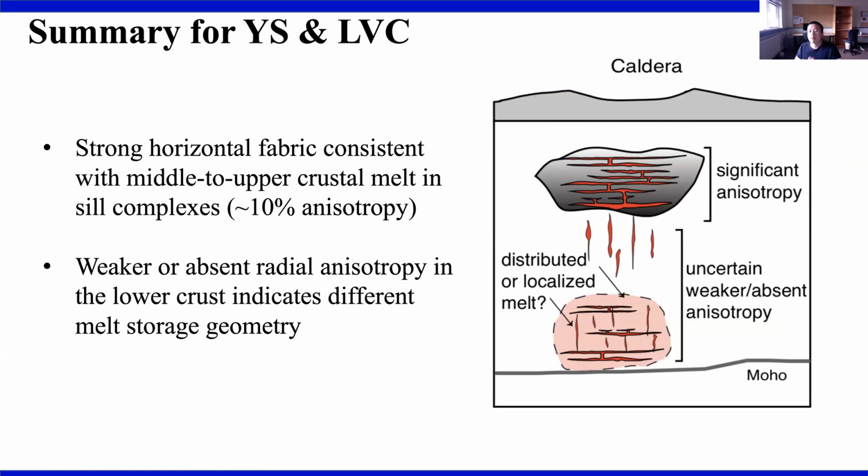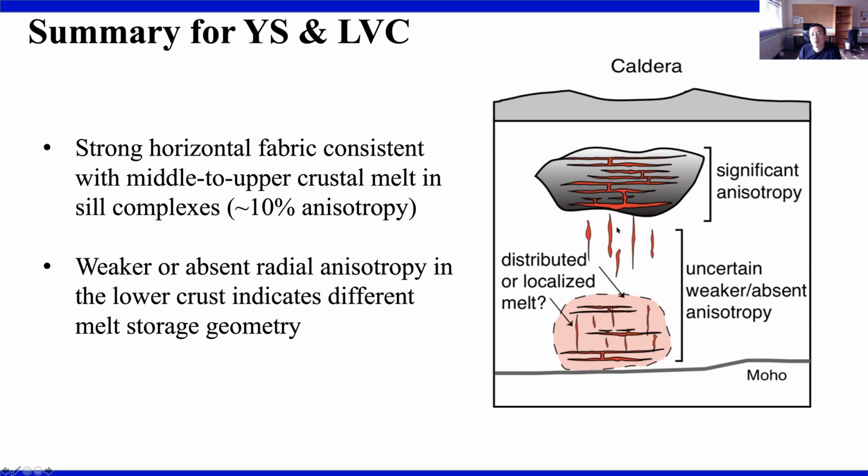To summarize this part before going to the second one, I think this cartoon figure says most of the points here. We see in both volcanoes a relatively similar depth range. We see strong horizontal fabric, indicated by the strong positive anisotropy, plus melts, indicated by the low velocity reductions. We think this indicates a sill complex for the storage of magma in the reservoir.